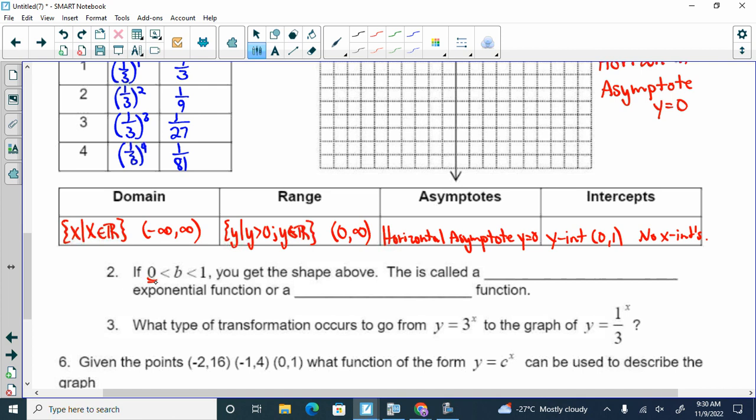So it's between 0 and 1, it's decreasing, and greater than 1, it's increasing. And what if it's just at 1? It's a horizontal line. It's not even exponential. It's just a constant function. When something's at 1, it just stays the same the whole way.